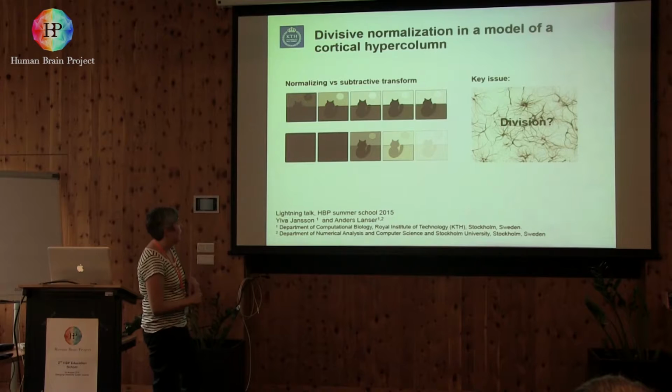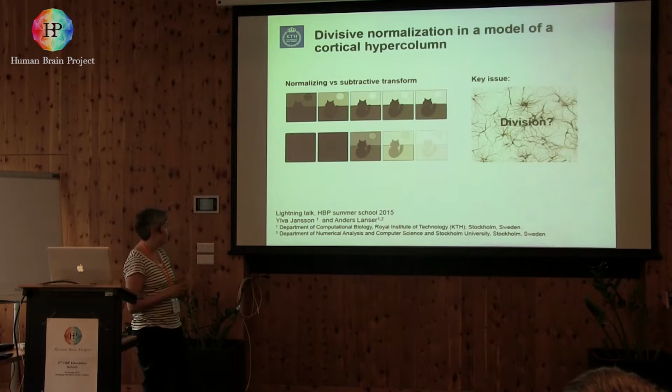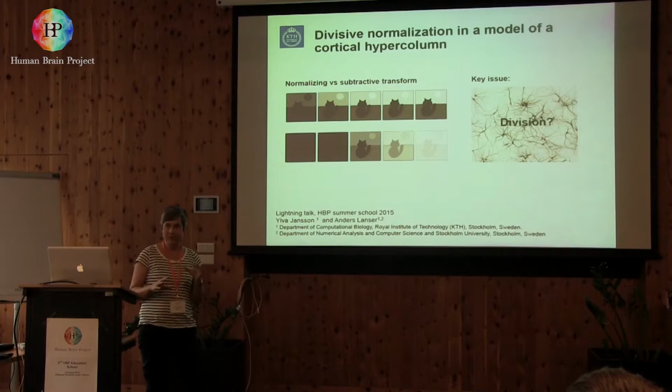Okay, so if you try to do something similar, but instead use just a subtractive transformation, you don't divide by some of the inputs, but you instead try to subtract some function of the sum, you can't really achieve the same result. So you're going to get something that looks like the bottom row. If your visual system worked like this, inside everything would be dark, and outside everything would be white, and that would not be very good for your information processing.